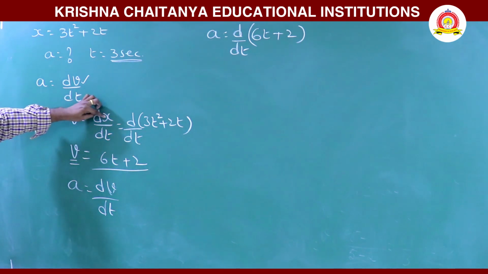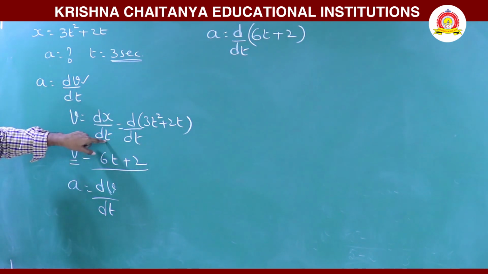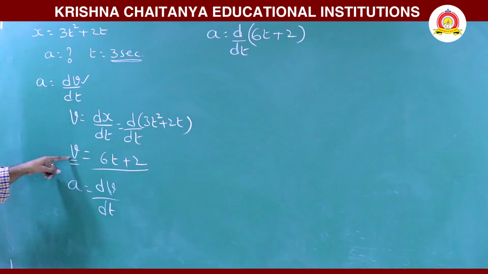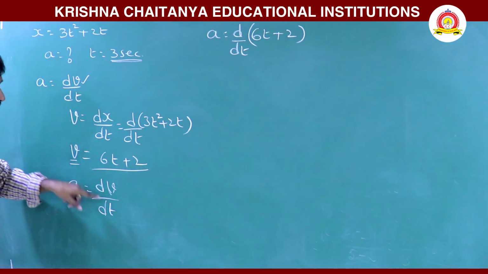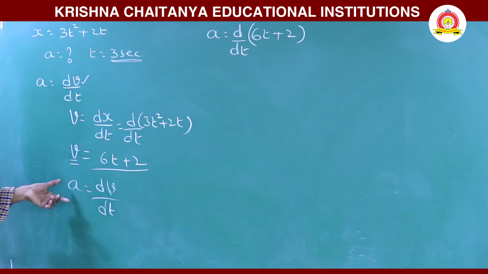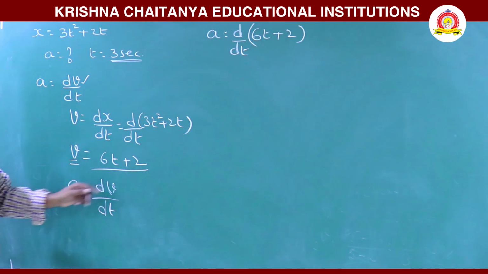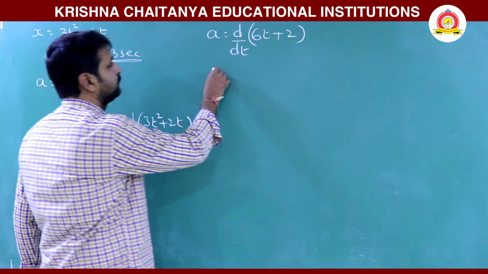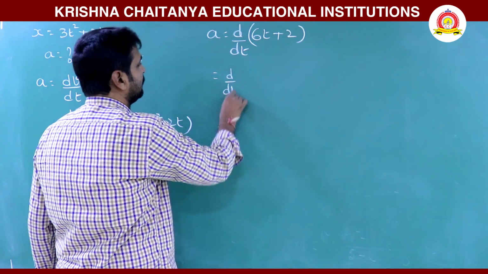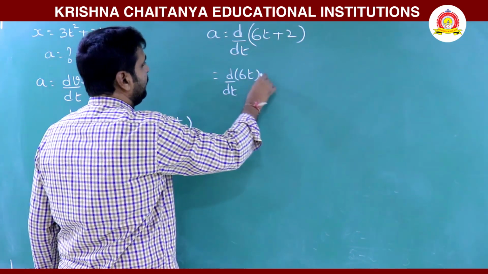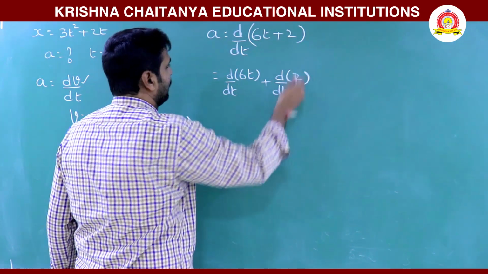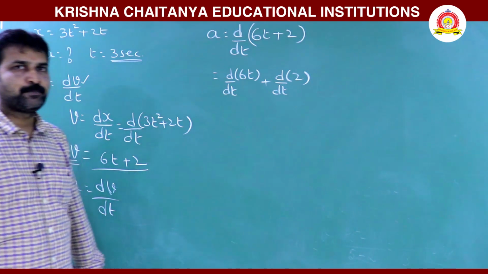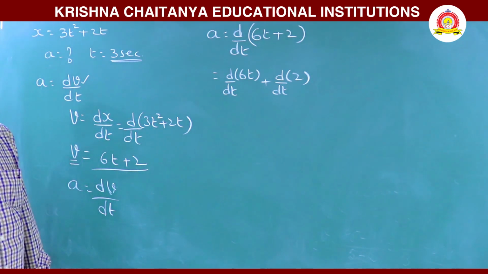Again you have to differentiate velocity. First you differentiate position with respect to time. It gives velocity, but you want acceleration. Again the velocity will be differentiated with time. Now you get acceleration. So d by dt of v. Now writing separately for 6t plus 2, this is d by dt of 6t plus d by dt of 2.